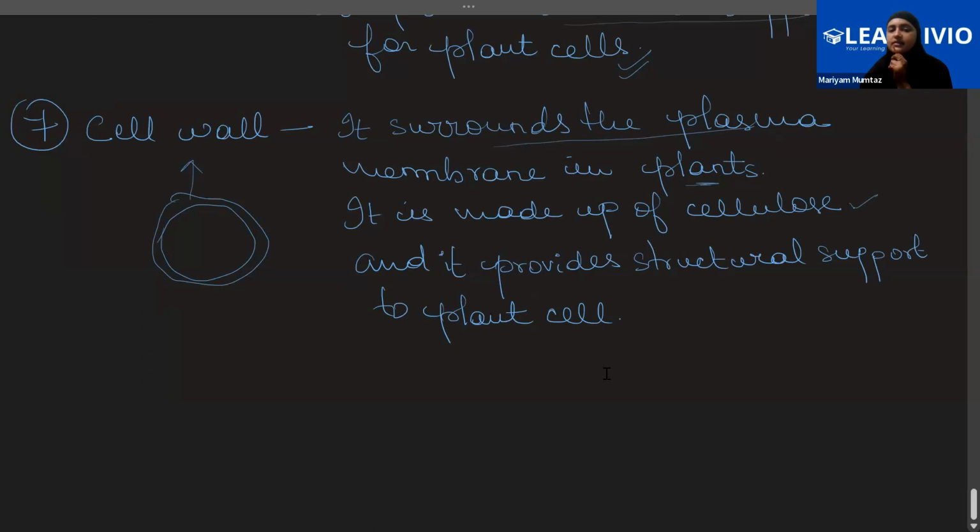See, the cell wall is the layer that surrounds the plasma membrane in plants. Plasma membrane is the outermost layer, but another layer is present surrounding the plasma membrane, and that is the cell wall. In the case of plants, it is made up of cellulose. And what is the function of cell wall? It provides the structural support to the plant cell. And this cell wall is absolutely absent in all of the animal cells. Got it?